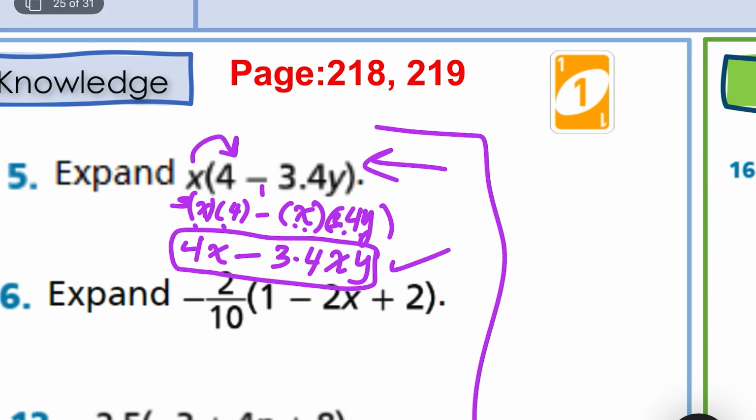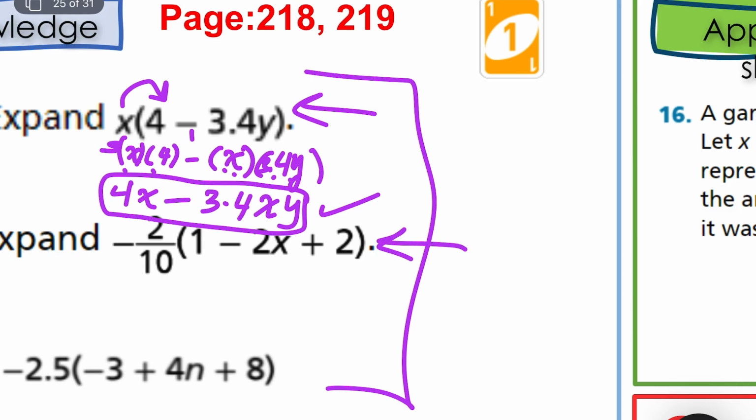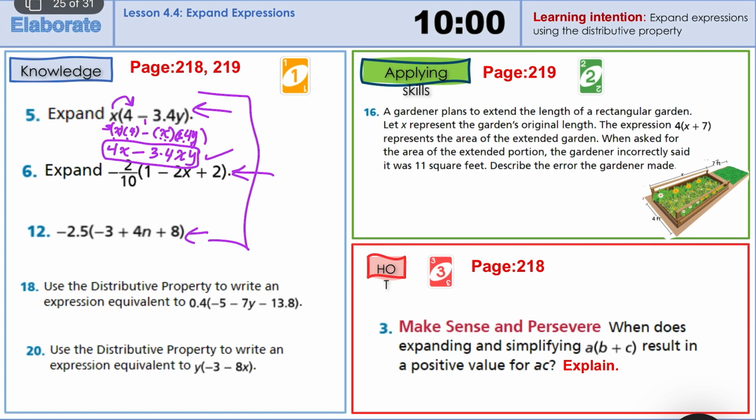This question is easy. Try to do something like this one. I think we did this. You can do this. Any question, even some word problems. It's going to be a good idea to solve. Also some reasoning questions here.